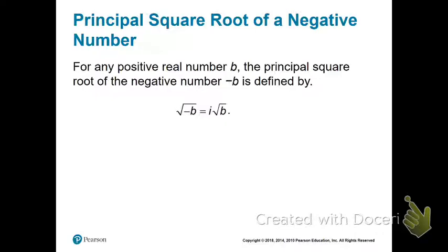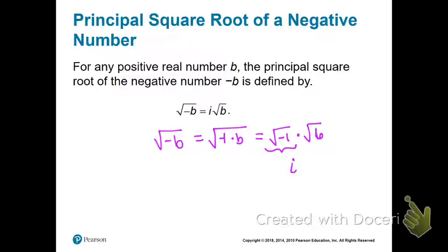All right, and then the principal square root of a negative number. It says for any positive real number b, the principal square root of the negative number negative b is defined by the square root of negative b is equal to i square root of b. Well, we had learned before that if we have the square root of negative b, we can separate that. That's the same thing as the square root of negative 1 times b, correct? And then we can separate that as the square root of negative 1 times the square root of b. We know the square root of negative 1 is i. Whoops, that's supposed to be a b. And so then we would just keep our square root of b. So that's how they got that.